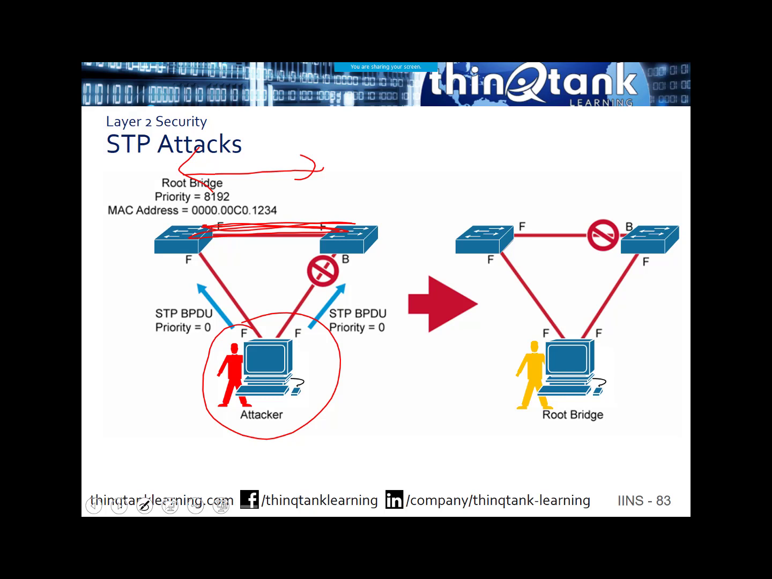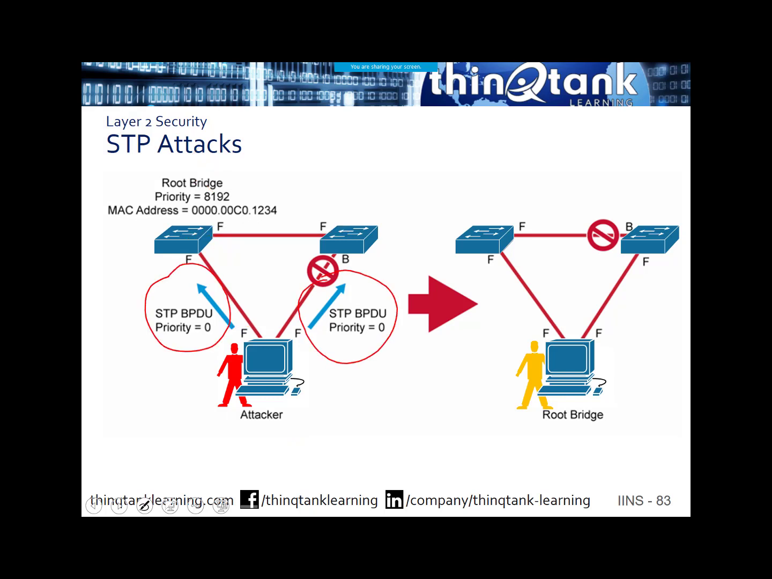But if I could somehow open up an application and start generating superior BPDUs, because BPDUs are not authenticated, there's no way to configure authentication for spanning tree. So BPDUs can just be sent out gratuitously, and the other switches will receive those BPDUs and accept whatever value they see in that domain. So if this guy sends out BPDUs that are superior, with a priority of 0, which is the lowest possible priority you can have, guess what's going to happen?